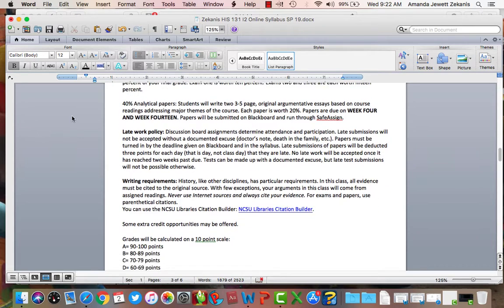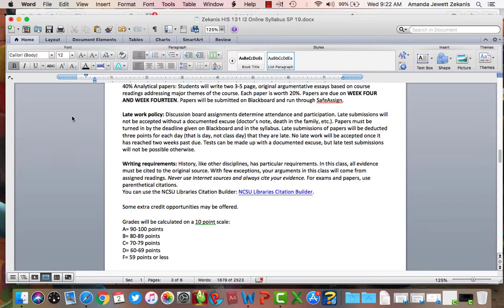The last 40% of your grade is papers. Yay, papers. So you're going to write 2 3 to 5 page argumentative essays based on course readings. This is not a research paper course. Neither of these papers are research papers. You will use your textbook, lecture, and documents to answer the questions, okay? Each paper is worth 20%, and that is pretty big, so please spend time on it.